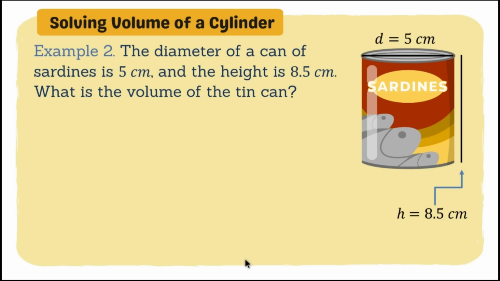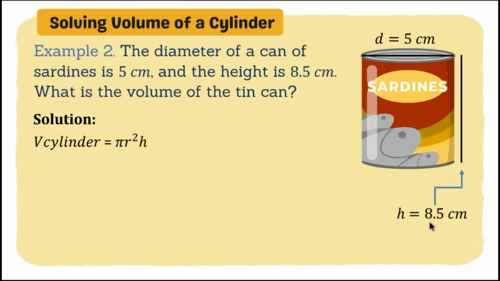Alright, example number 2. Let me read. The diameter of a can of sardines is 5 cm and the height is 8.5 cm. What is the volume of the tin can? Okay? In this case, nakikita po natin dito sa figure ang kanya pong diameter ay 5 cm. As compared to the first example, ang given po doon ay radius. Here, it is diameter. Remember, diameter is from point to point, no? Hindi po yan kalahati lang. So, it's not a radius. At the same time, ang kanyang given ay height, which is 8.5 cm.